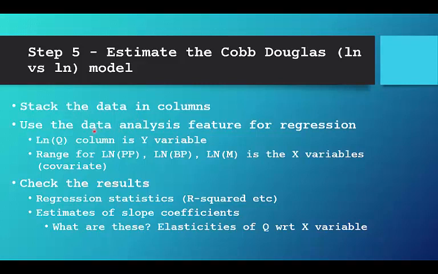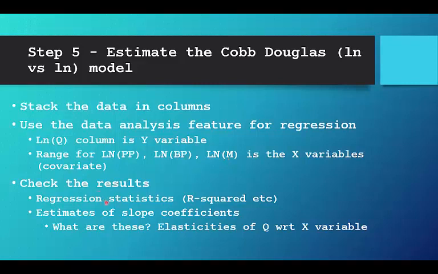And then we're going to use the data analysis feature. Remember, to find regressions, go under the Data tab, look to the area that says Data Analysis, and one of the options there is Regression. Our regression is set up with the log of Q column as the Y variable, and then we'll highlight all the covariates at once. All of the X variables need to be highlighted together, covering the 3 columns for the log of the pork price, the log of the beef price, and the log of the income.